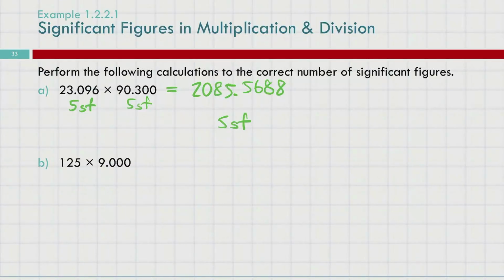So we count from the left. 1, 2, 3, 4, 5. The second 5 here, that is our 5th number, our last significant figure, since we only have 5 significant figures. We look at the next place over, that's the 6, to see how we're going to round. 6 is 5 or greater, so we're going to round up. So our number is 2085.6.